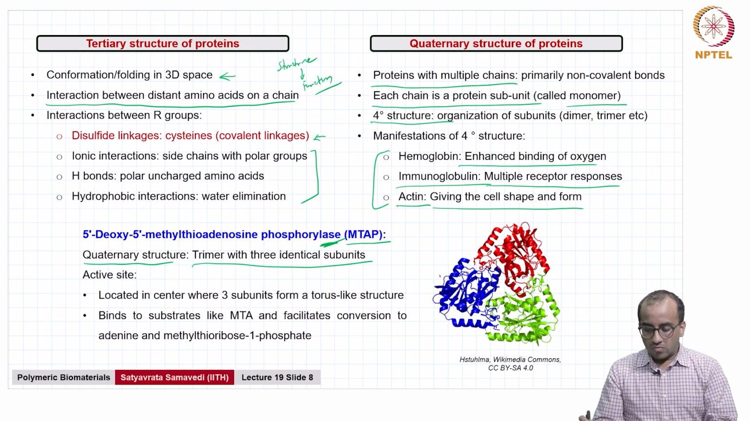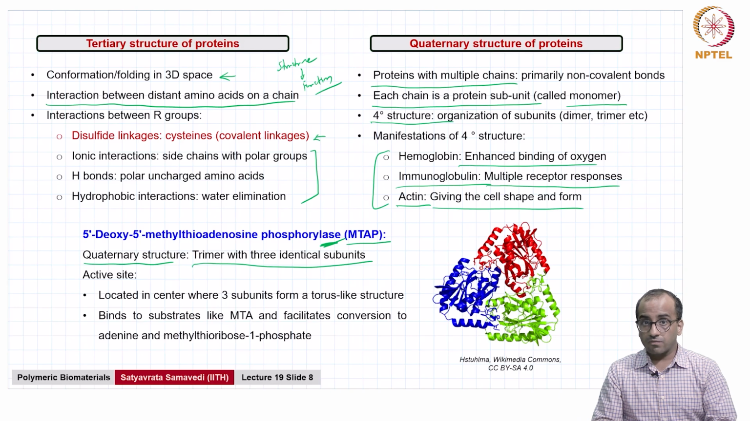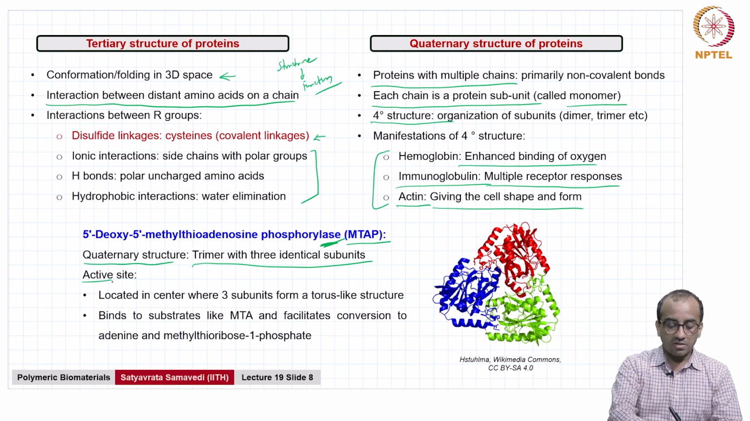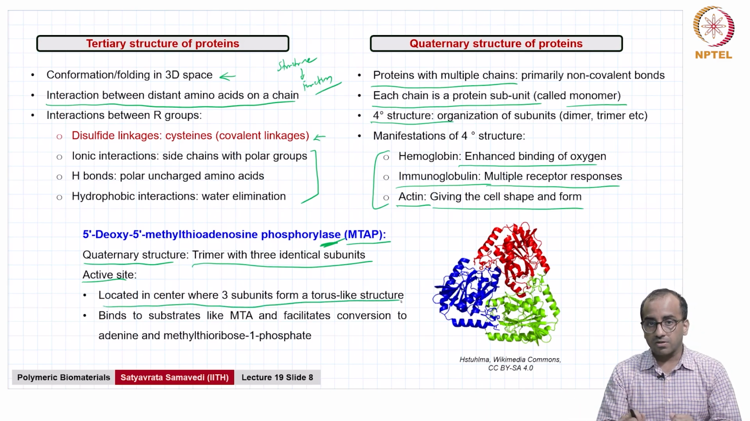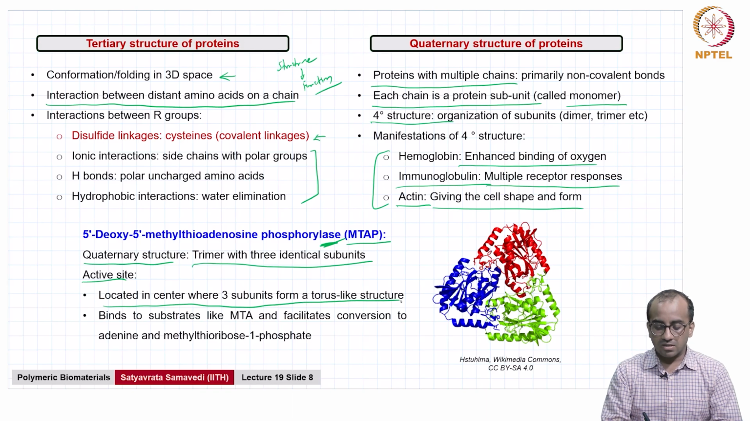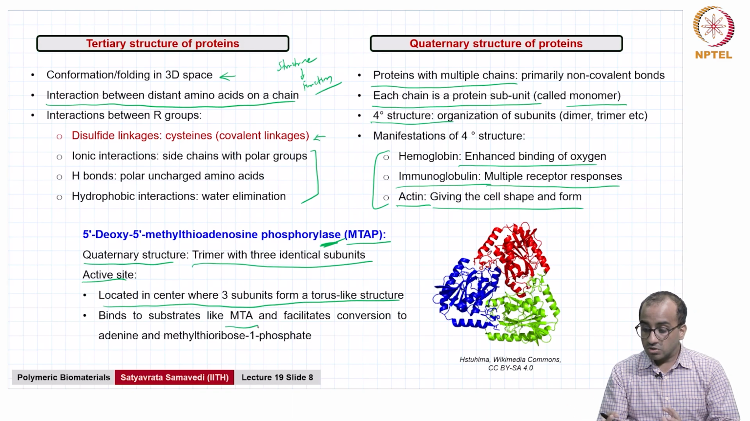Now, the reason we are also looking at this particular protein is this quaternary structure conformation is very important to the functioning of this protein. So, the active site for this enzyme is located in the center where the 3 subunits form a torus like structure, and that is where the enzyme binds to the substrate like the MTA and facilitates the reaction. So, in one example we have seen the fact that a protein can take up a quaternary structure and how it is directly related to its functioning.